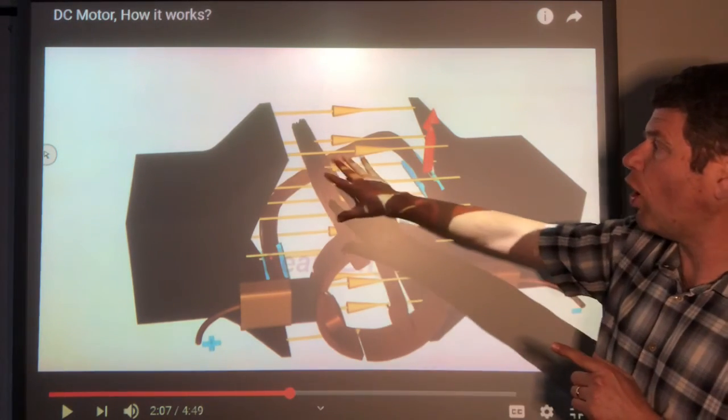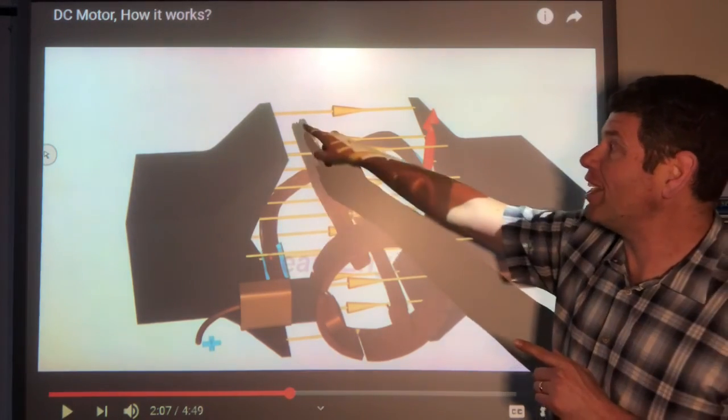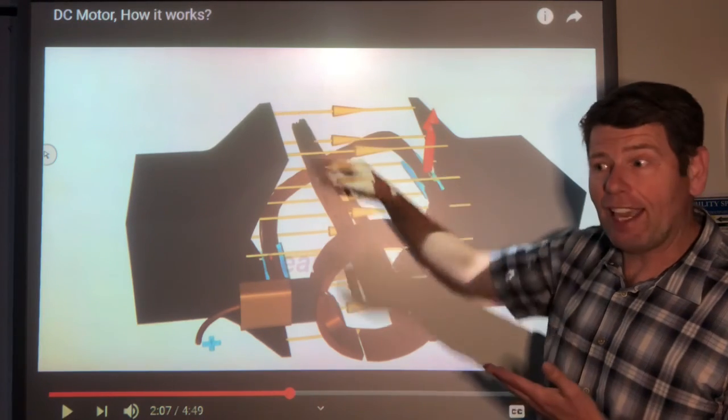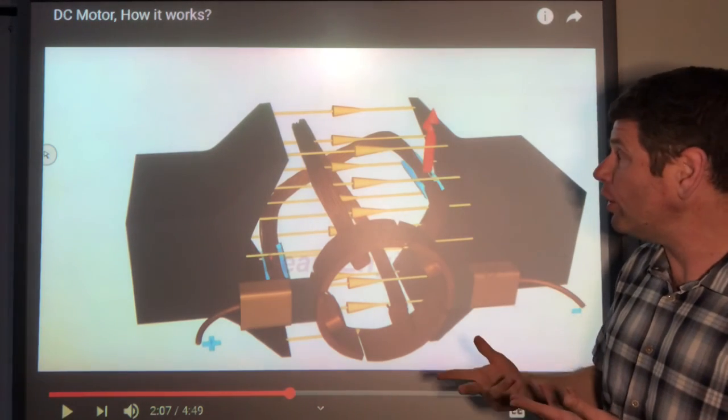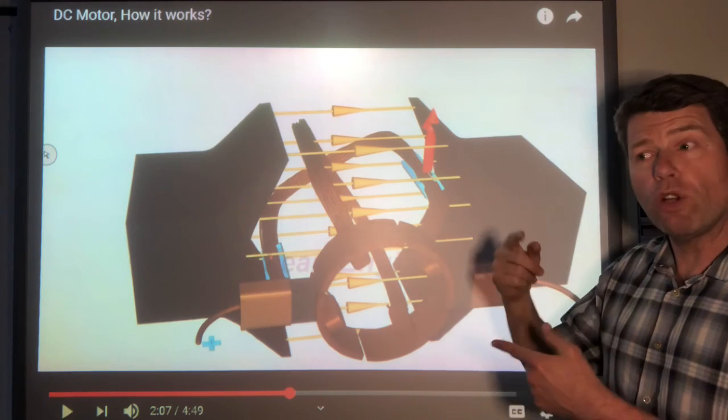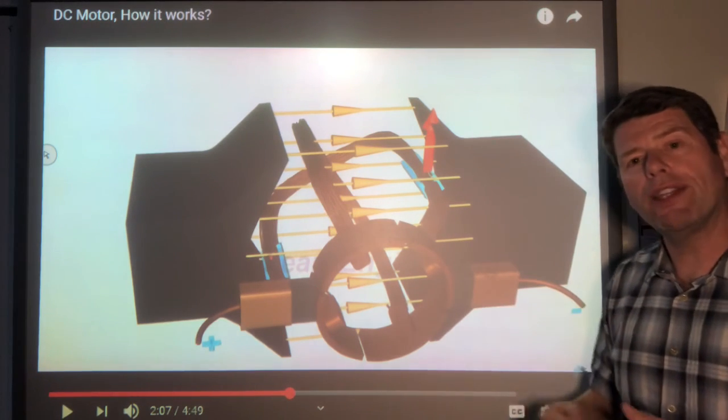And of course, this spinning armature could be connected to blades in the case of a mower or a blender or anything else we want to cause to spin when we turn on the electricity.